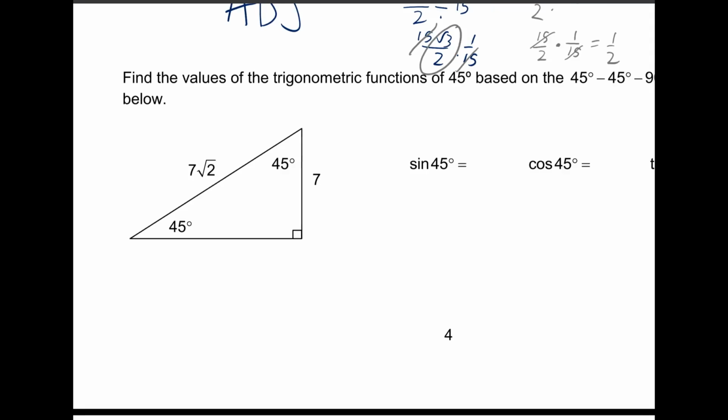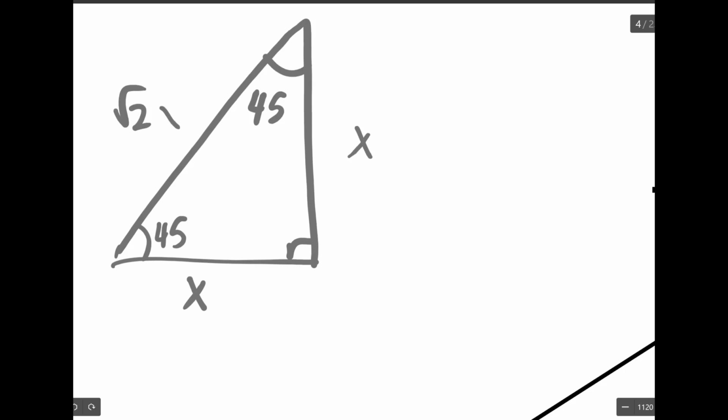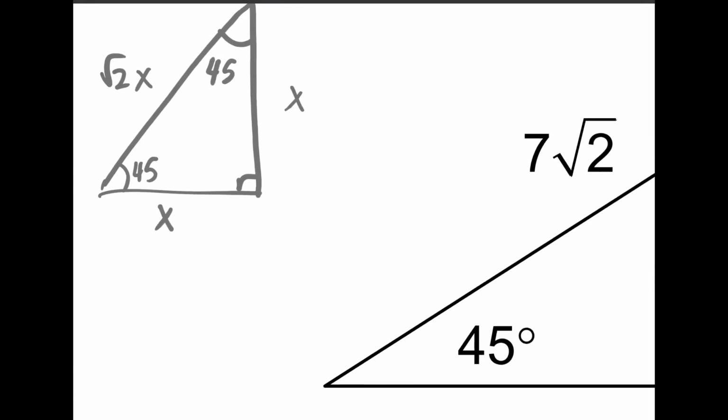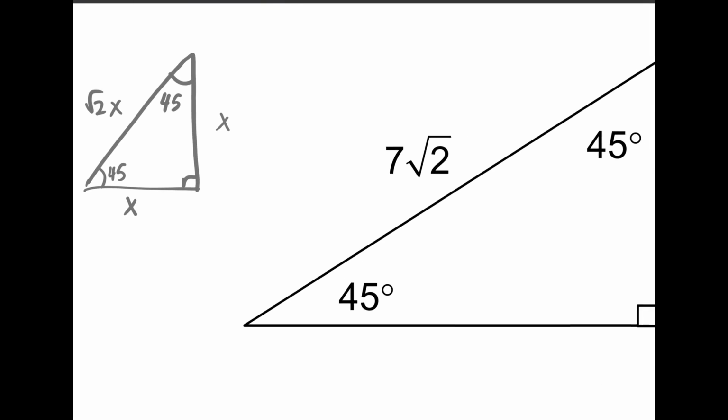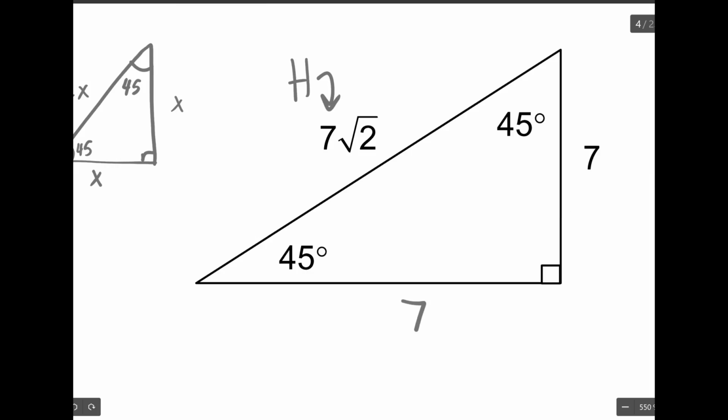So, I think I'll give you the sneak preview of this special triangle. When you have a 45, 45, 90 triangle, you have leg, leg, root 2 times leg. It's pretty easy to remember. Leg, leg, hypotenuse is going to be root 2 times whatever your leg is. Okay, so check it out. So that means hypotenuse here is 7 root 2, meaning each one of my legs is 7.